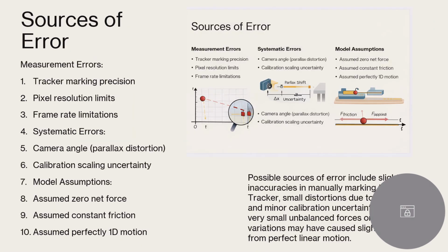Sources of error would include Tracker marking precision, pixel resolution limits, frame limitations, systematic errors, camera angle, calibration, scaling uncertainty, and model assumptions: assumed zero net force, assumed constant friction, assumed perfectly 1D motion. Not everything's going to be perfect, and we got our data from tracking video from our phone, so not everything's ideal, but it's close enough.